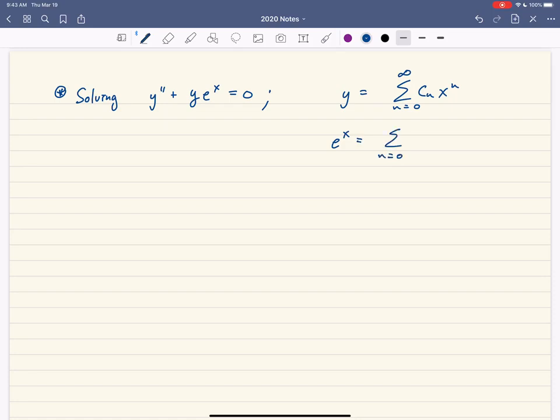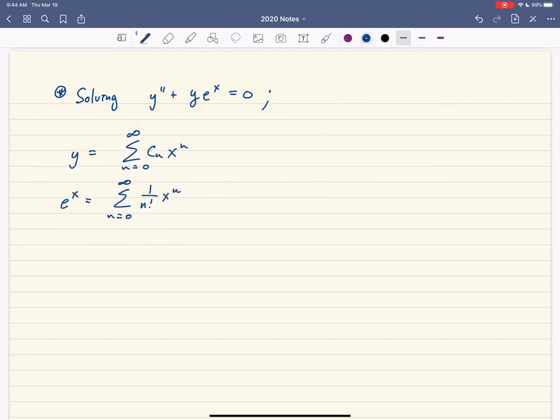If we write e to the x as a power series, I'm going to center it at 0, because that's where we've centered our power series. So this is going to be the sum of 1 over n factorial x to the n. That's our power series for e to the x. Let's write out what these become. We know y is just c0 plus c1x plus c2x squared. Whatever the subscript is, that's going to be our power. We'll write a few more: c3x cubed, c4x to the fourth, and so on.